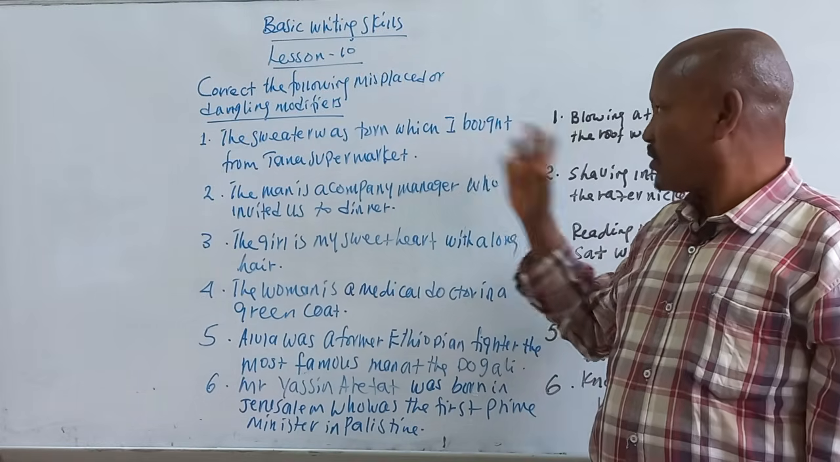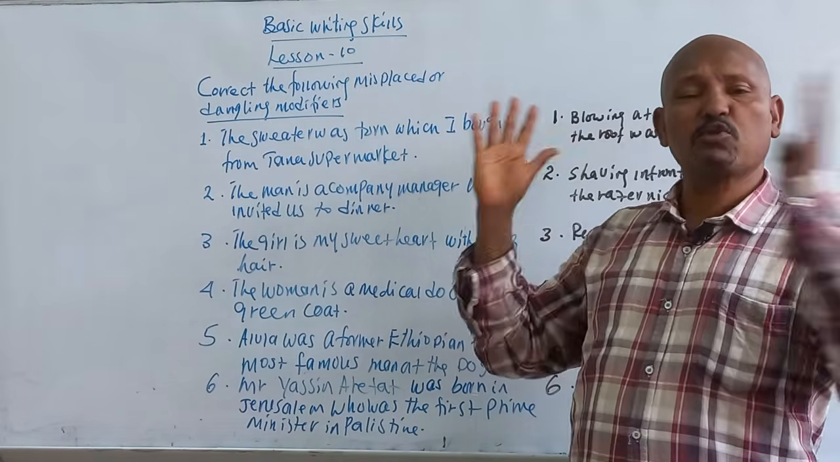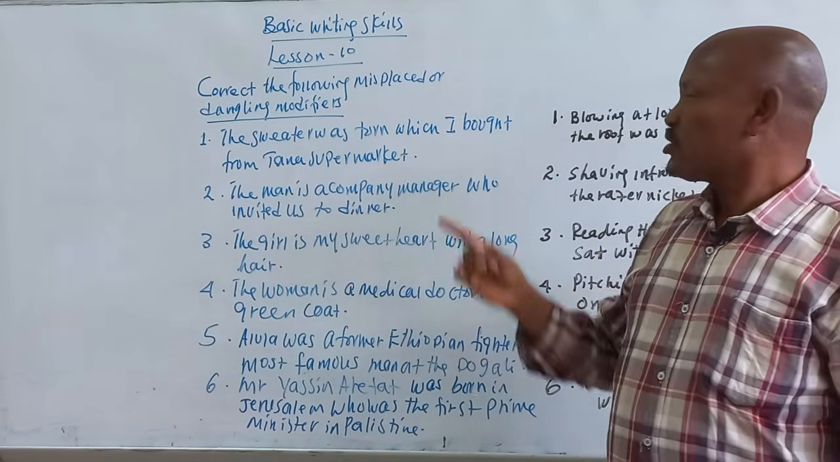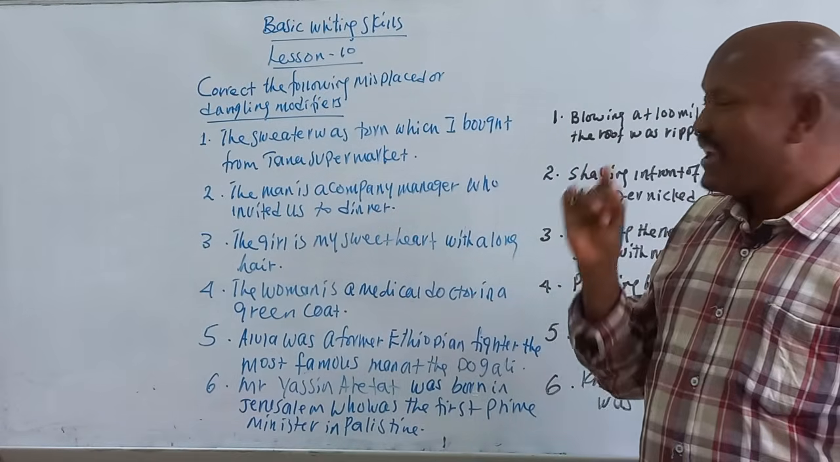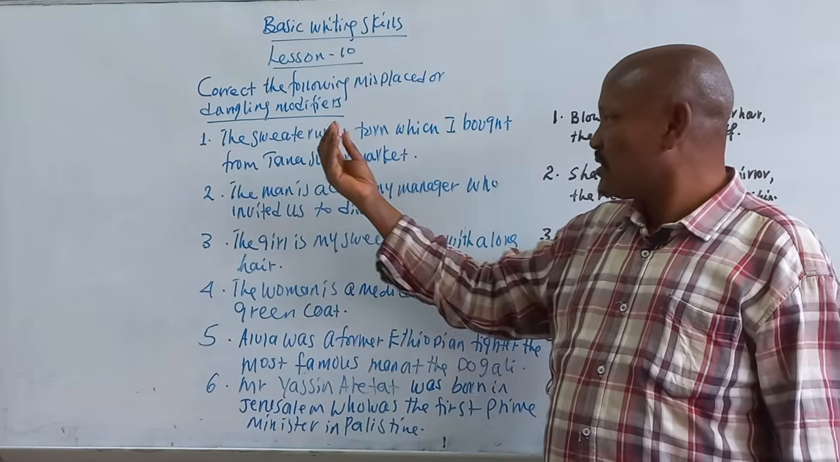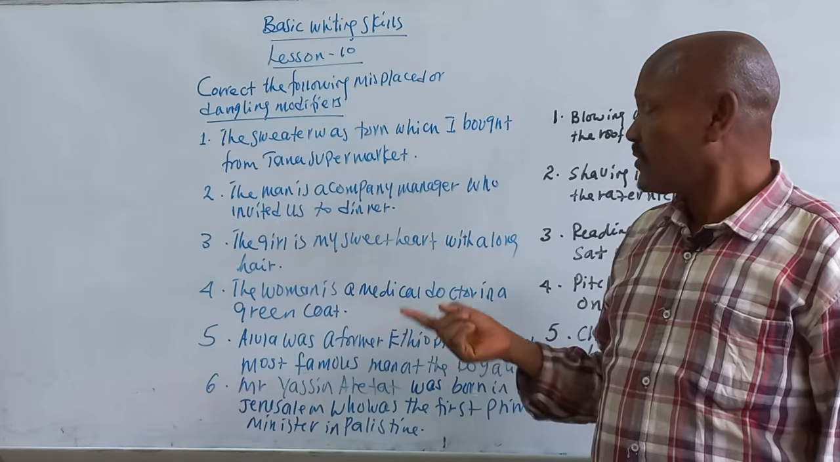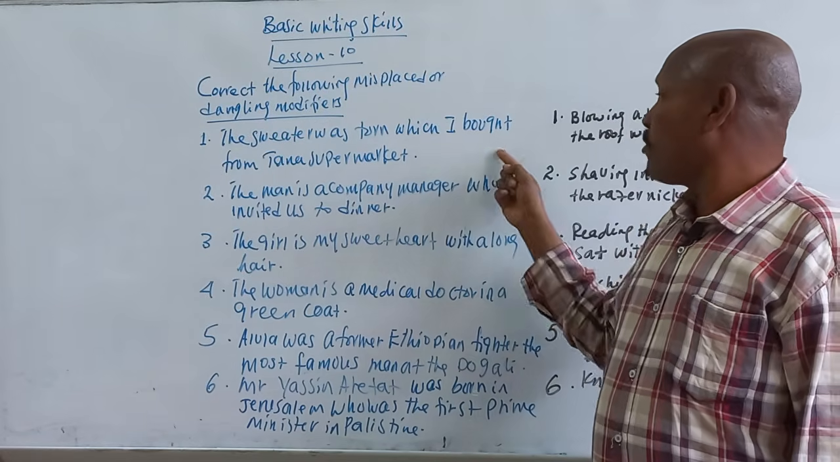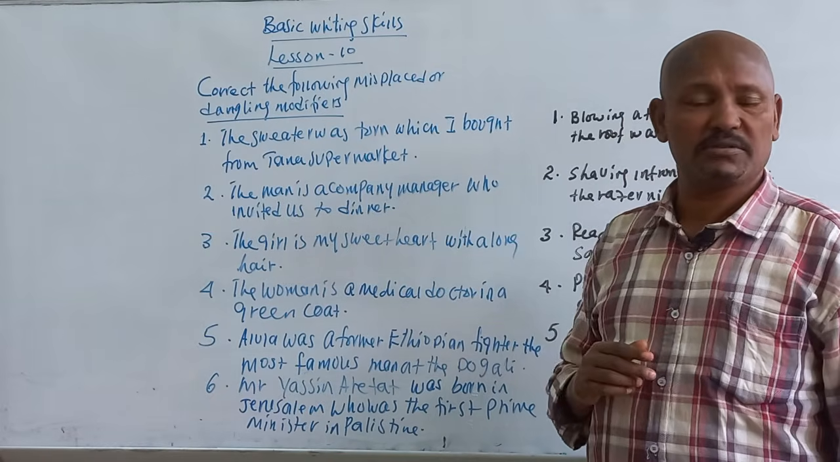They have the wrong position, the wrong place, so they don't give the sentence meaning. Which I bought from Tana supermarket is the relative clause. It modifies the subject here. It has to be able to modify the subject of the sentence; if not, it is an error. The sweater which I bought from Tana supermarket was torn. Yeah?